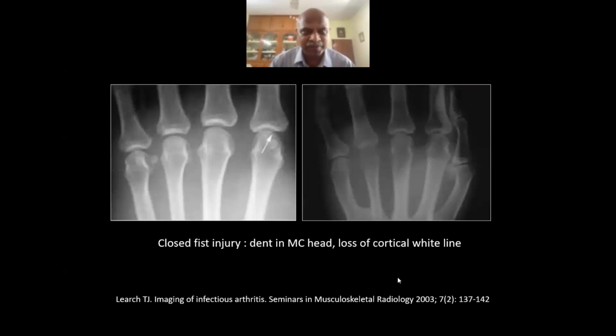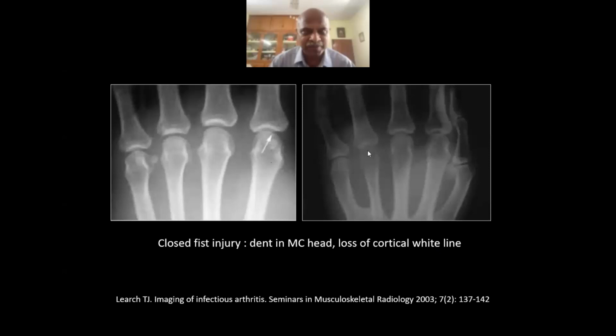Now, whenever you read on septic arthritis, there are examples of closed fist injuries that are always talked about. We don't see it so often. So I've taken these examples from literature where when you see a dent in the metacarpal head, as in this case, you know that there's been a violation of the joint capsule, and there is likely to be, in this case, who's had a closed fist injury a few days ago, you see rapid destruction.